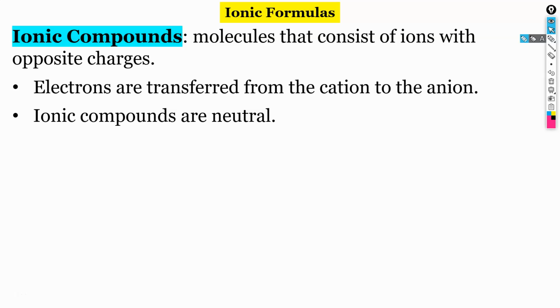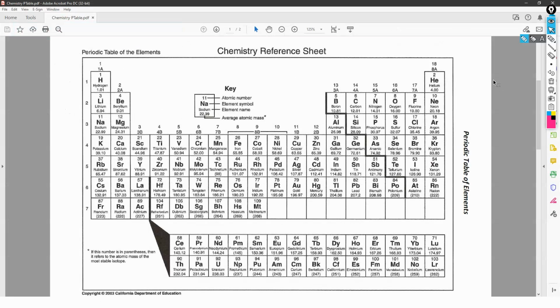In this lesson, we're going to go through ionic compounds, and we're going to go through a couple of examples putting together ionic formulas. So ionic compounds are molecules that consist of ions with opposite charges. Electrons are transferred from the cation to the anion. Ionic compounds are neutral. So let's take a look at our periodic table here.